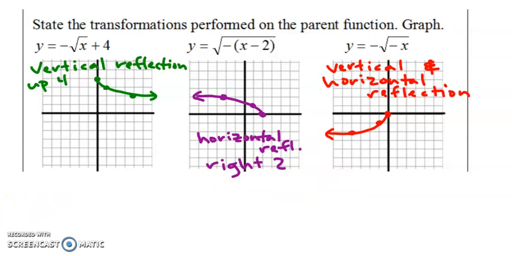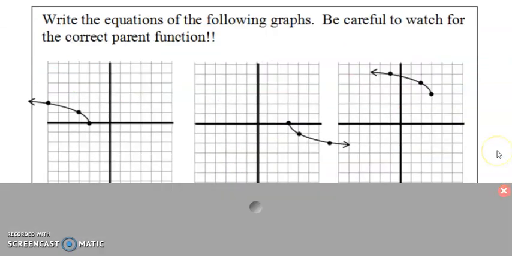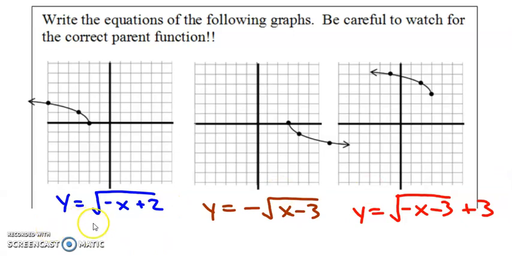And then last one, try to write the equations for these graphs. Okay, so we see this first one, it's going to the left, so that's horizontal reflection, and it's being shifted to the left too. So we multiply x by a negative on the inside, and then we do plus 2 right there. Okay, notice how I don't have parentheses around the x plus 2 and then the negative. It's just the x there is negative.